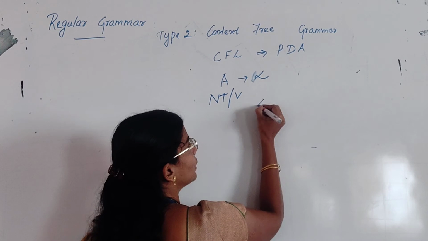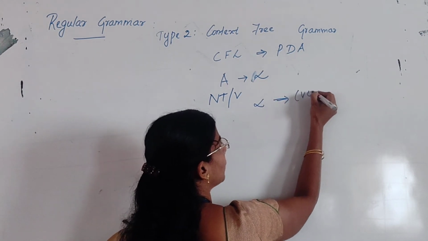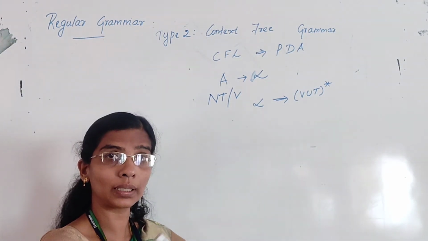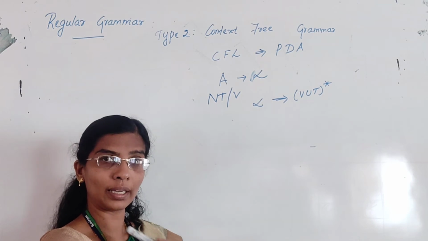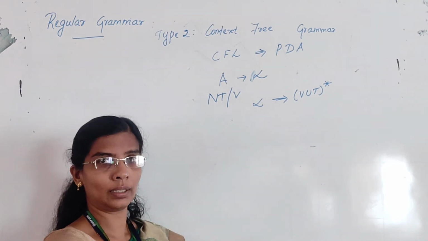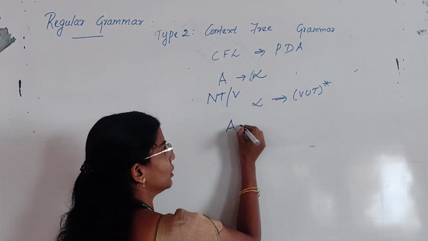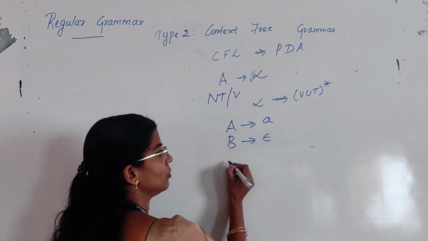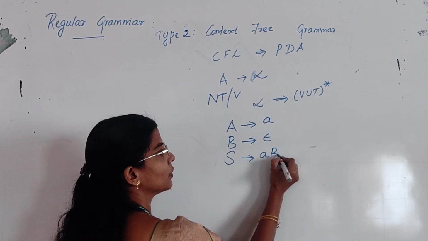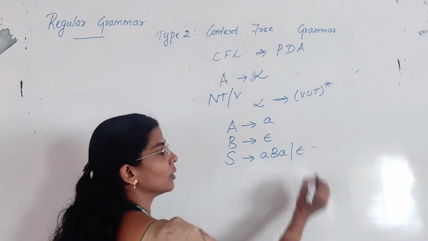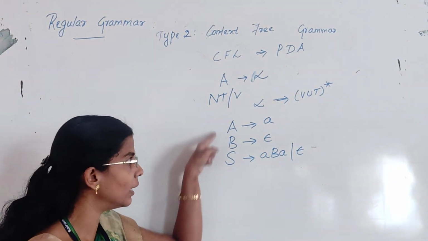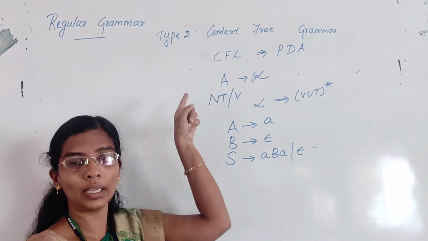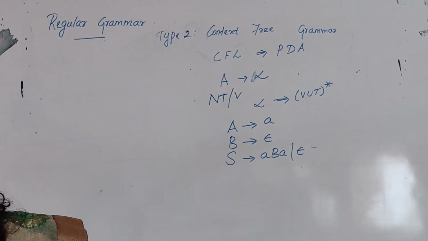So what about this alpha? Alpha is a combination of variables and terminals. But the condition is on the LHS: I can have a single uppercase letter. I can have it like this, or like this, but in the LHS I should have a single non-terminal. So this is my context-free grammar.